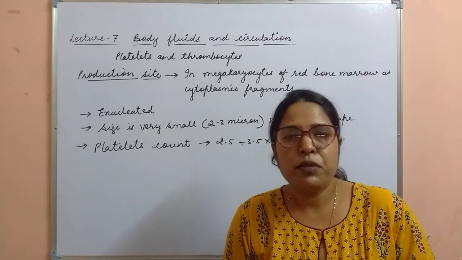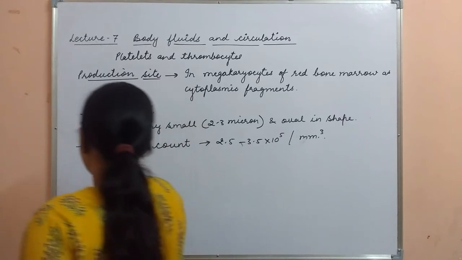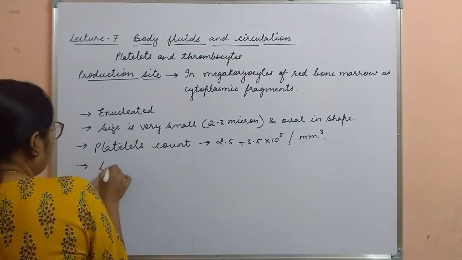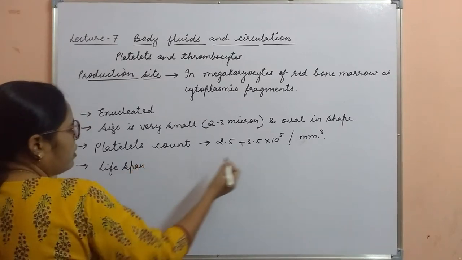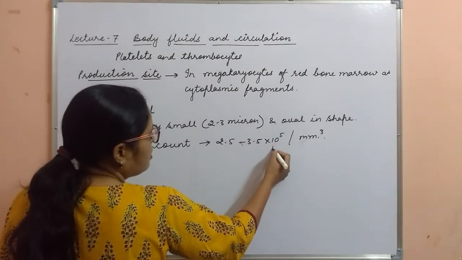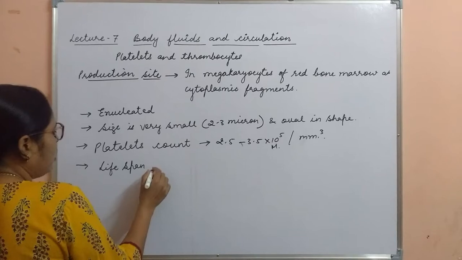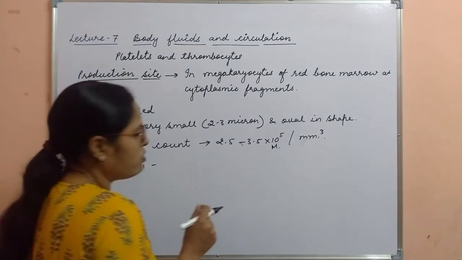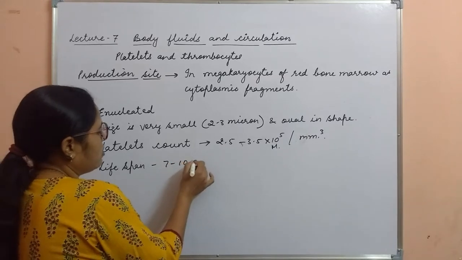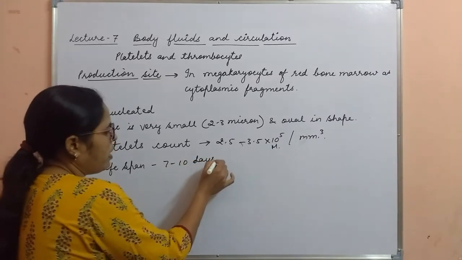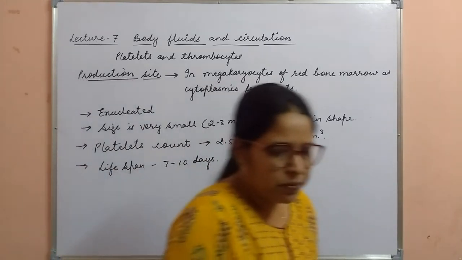Now the lifespan of the platelets. 10 to the power 5 means hundreds of thousands. Clear? So here the lifespan is very short, almost about a week. It may be 7 to 10 days. So this is the lifespan of platelets.